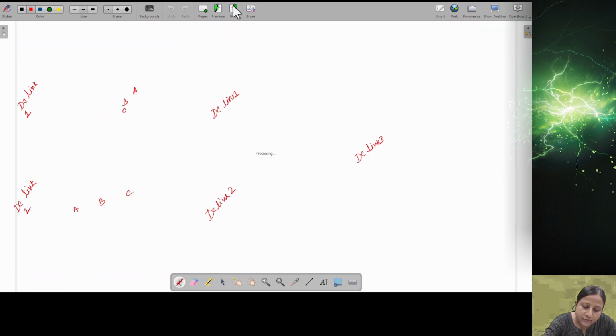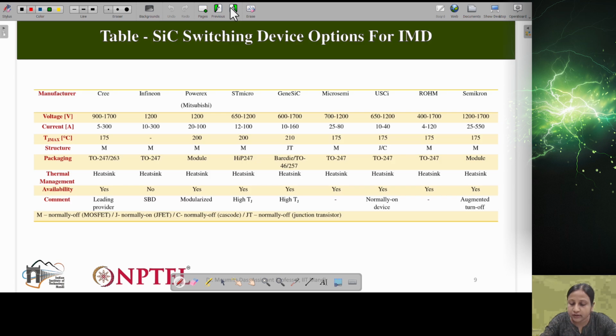So these are the advanced converters as I have discussed. Now what are the devices which are suitable for this application? You can see here there are different industries with different devices: Cree, Infineon, Mitsubishi, ST Micro, Genesis, Microsemi, USCI, Rohm, Semicron. These are the different manufacturers. The voltage level here we are focusing on is at a higher level. It is from 900 to 1700 from Cree, Infineon 1200, and then Semicron 1700.